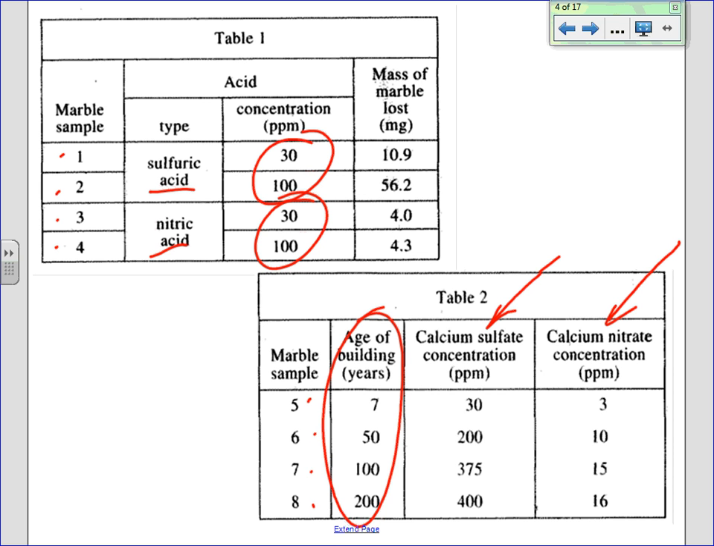What's the purpose of this? Why would they do experiment 2, especially after what they learned about experiment 1? What are they measuring about those marble samples? They went up to buildings and took a chunk off the building, and measured how much calcium sulfate and how much calcium nitrate. Why would they do this? You might ask, what was the aim of this experiment? Remember, the aim is really just a combination of the thing you changed and the thing you measured. So what are they trying to figure out in this experiment?